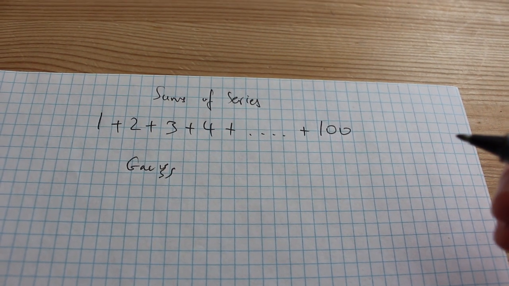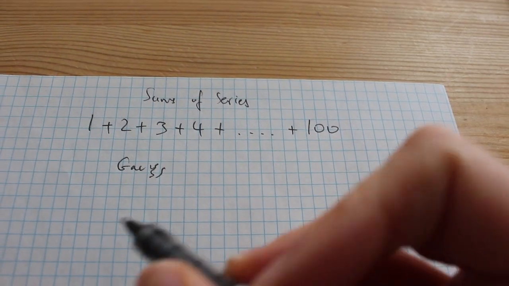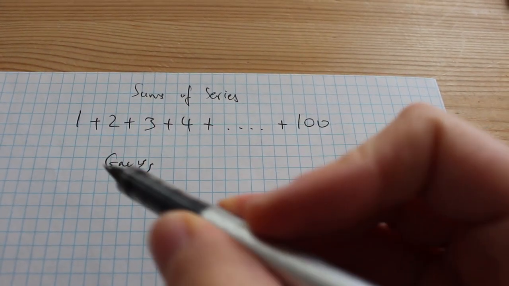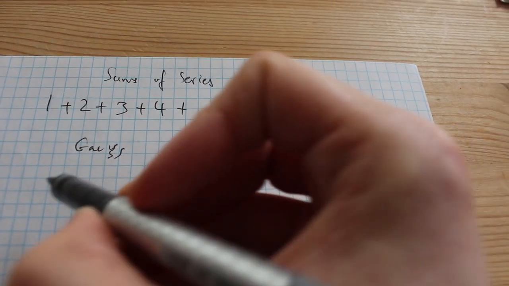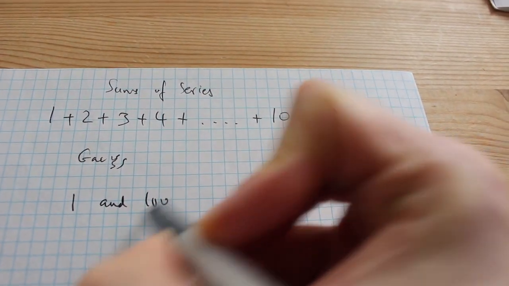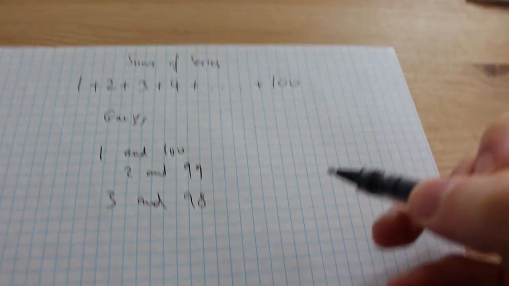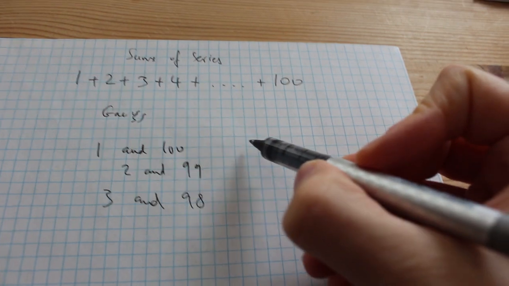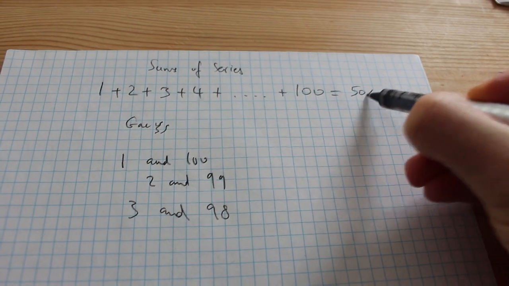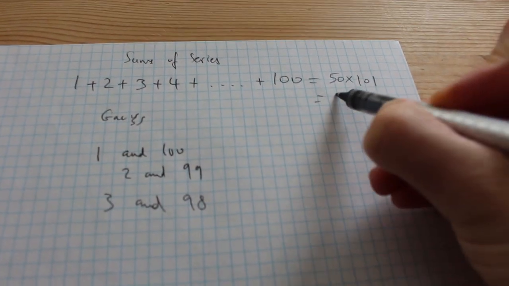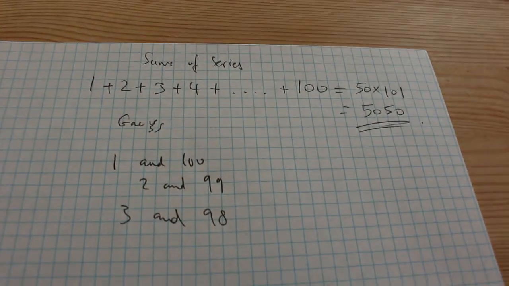So I'd encourage you to pause this now and think about that question, because I'm now going to tell you the answer, which is to combine the terms into pairs that sum to 101. So we can pair 1 and 100, 2 and 99, 3 and 98, and so on. Each of these pairs adds up to 101, and there are 50 pairs. So the answer is simply 50 times 101, which is 5050. Okay, so far so good.